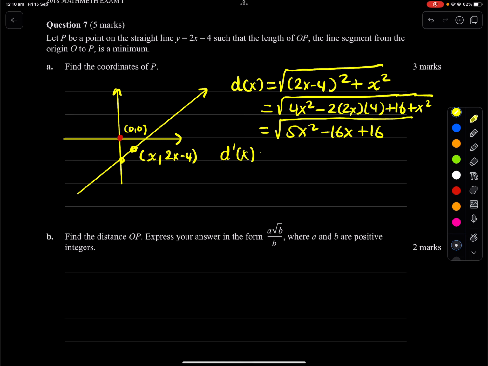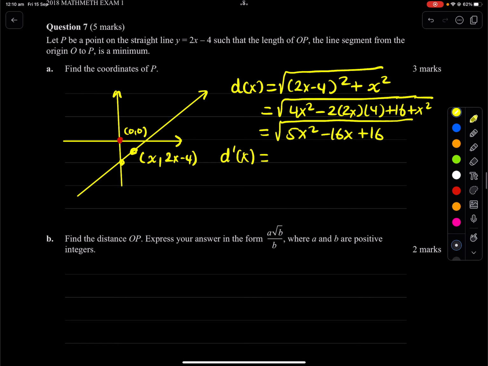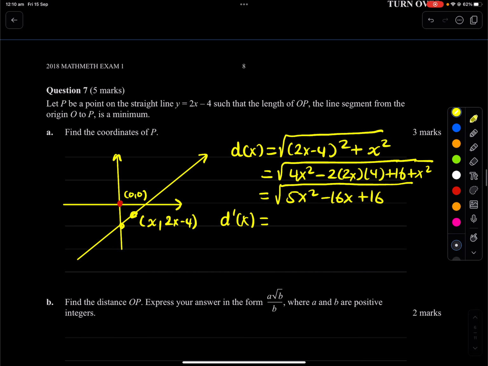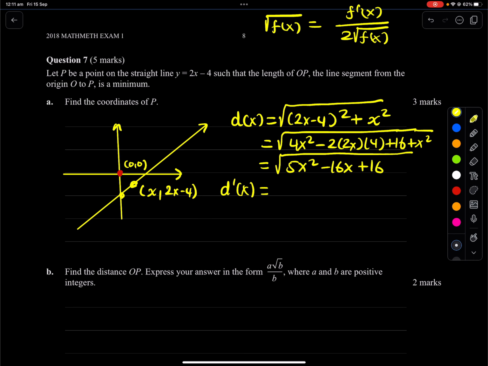By the way, there is an actual tip that you can use. To find the derivative of a square root, the fastest way is, say you have a function like the square root of f of x inside. The derivative of the whole function is the derivative of the inside over 2 times the square root of f of x. This is an actual rule. So what's the derivative of the inside? Well, it's 10x minus 16, all over 2, and put the whole function back to where it was.